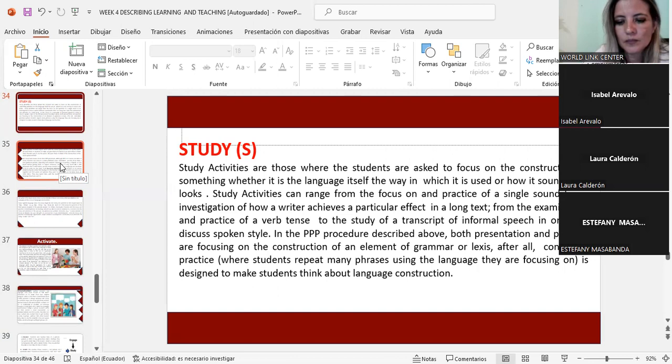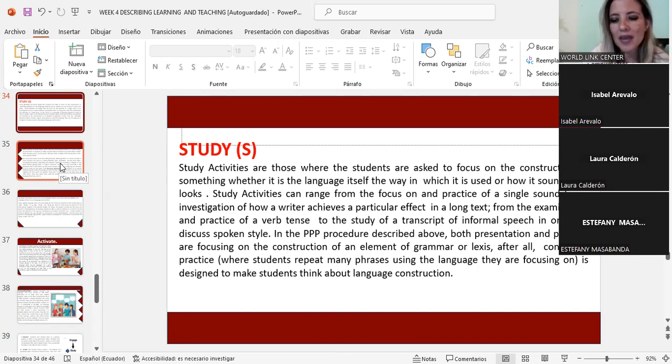In the PPP procedures described above, both presentation and practice are focusing on the construction of an element of grammar or lexis. After all, controlled practice where students repeat many phrases using the language they are focusing on. It decided to make students think about language construction.